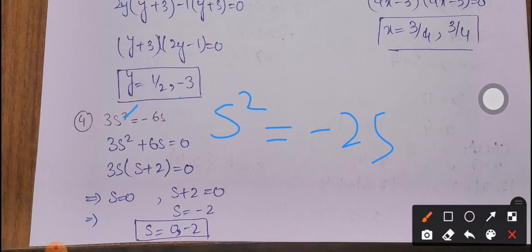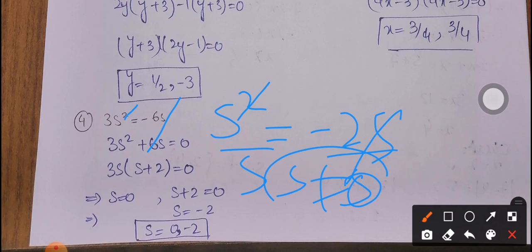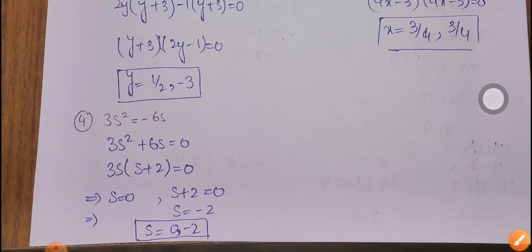But you cannot cancel out this s with this s, because this is not possible. If you are cancelling out the variable, or basically dividing the equation by the variable, it means you are imposing the condition that s is not equal to 0 by yourself, but you cannot impose any condition on the variable. That's why we cannot cancel out the variable on either side of the equation, so we have to solve it with the help of factorization.